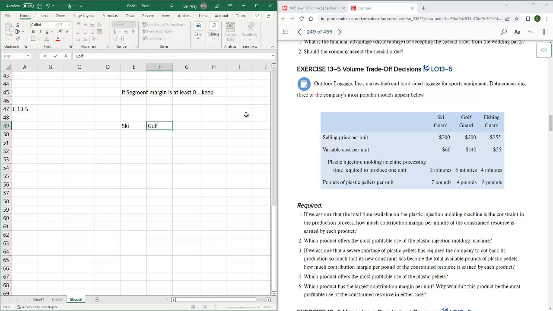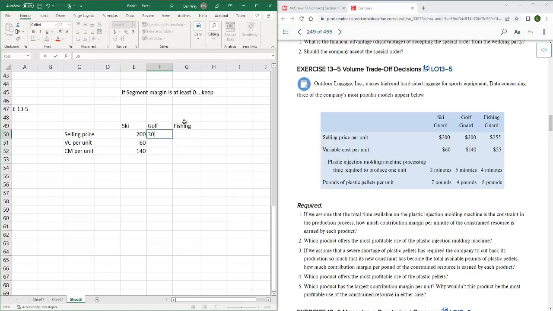Here's the ski, the golf, and the fishing guard. We know the selling price per unit. We know the variable cost per unit. So let's first come up with the CM per unit of product and then worry about these constraints. So ski guard sells for 200, has variable cost of 60. So that CM per unit is 140. And just to be explicit here, that's 200 minus 60.